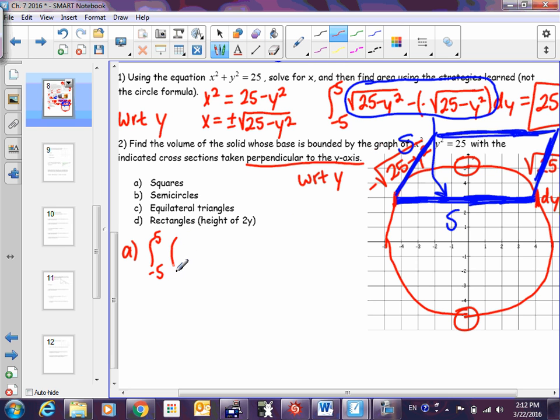Okay, so that's the square root of 25 minus y squared minus negative the square root of 25 minus y squared. If I square that whole thing, that's how I'm going to get the volume of all these squares stacked on top of that circle. Okay, I know it's a lot.